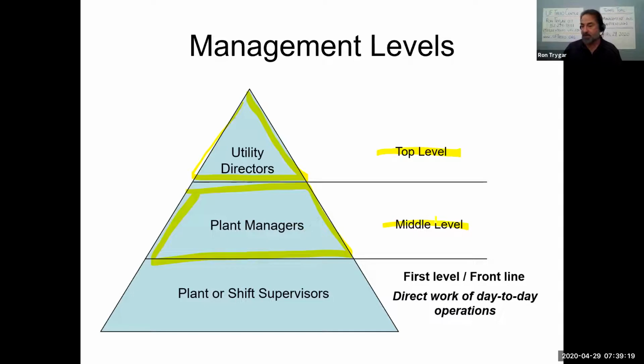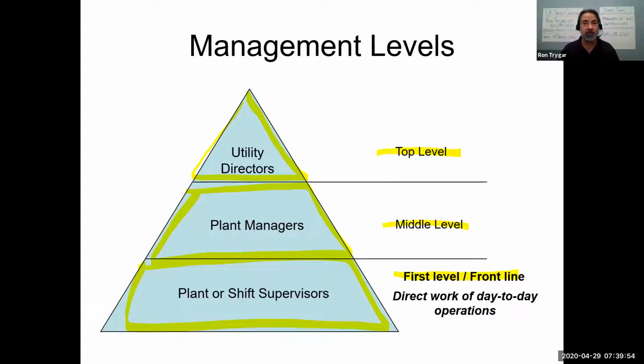And then at the bottom piece, it gets a little bit bigger again. You can kind of notice that there, the plant or shift supervisors. So plant supervisors, shift supervisors, sometimes they're called chief operators, lead operators, shift managers. And those could be the supervisor of a particular shift or a crew of people, and they would report to the plant manager. So they are considered first level or frontline managers. So that's the first level.